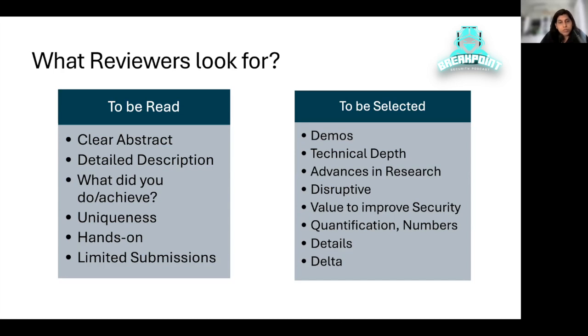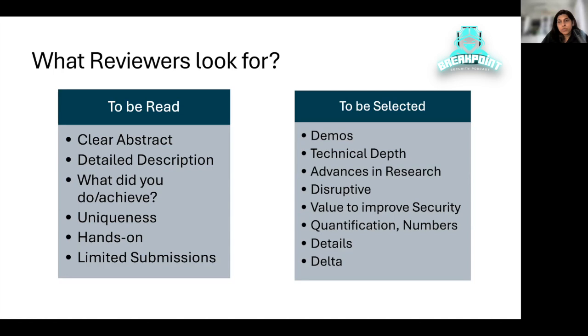To be selected though, this is where you are read and understood, you are on an equal plane as a lot of other submitters who are also good researchers. But what is it that will make you stand out? Few things that I have seen, and we may have a lot of other opinions from other reviewers. Demos. If you can give demos, practically demonstrate most of the things that you have done, either through numbers, through actual automation, through running your code, showing your exploit, and all of these things, it matters. Yeah, because it's right there, and it's of course undeniable.